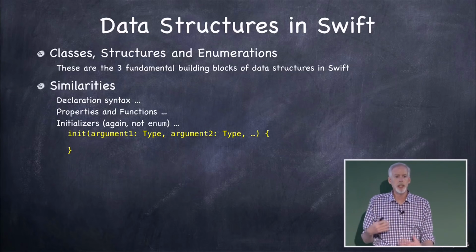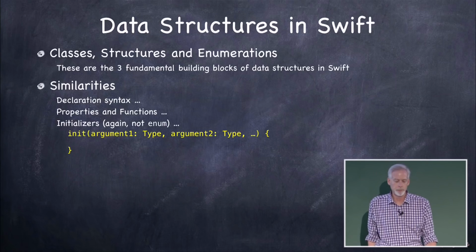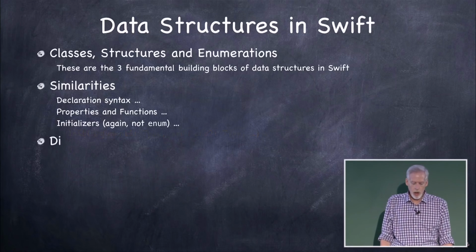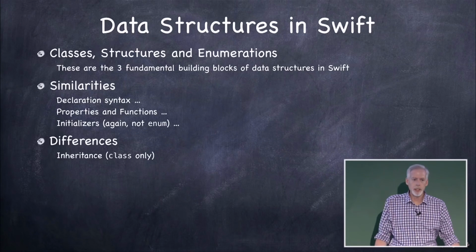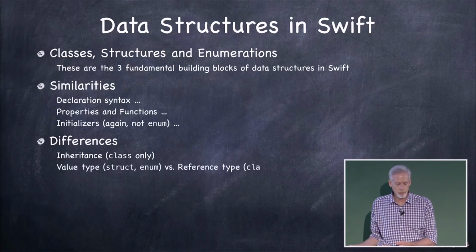Okay, obviously enum doesn't need an initializer because you just set it to the discrete value with its associated values. All right. Differences. One, inheritance. With classes you can inherit. Structs and enums you can't.